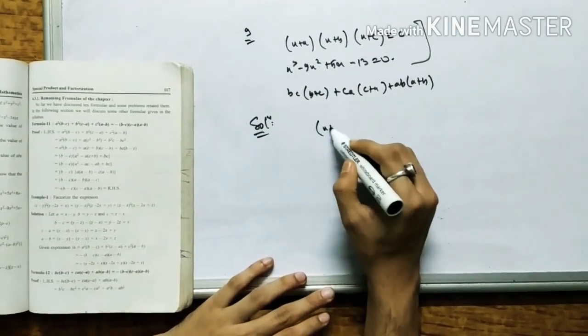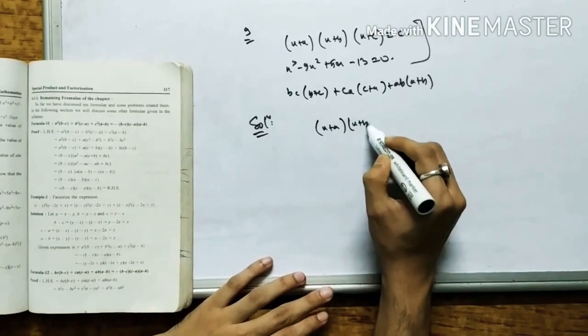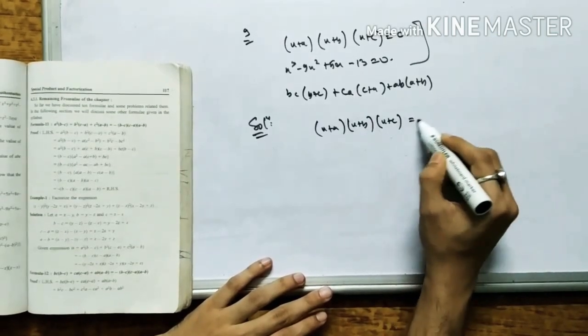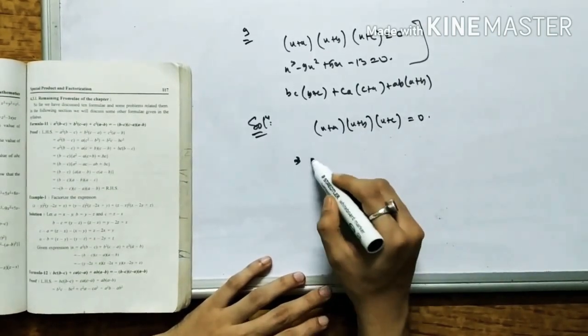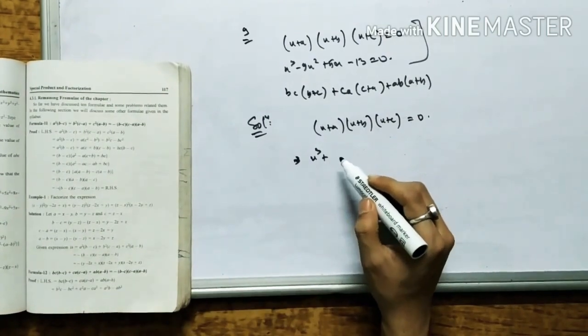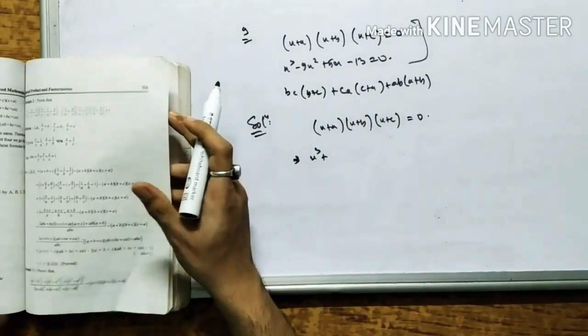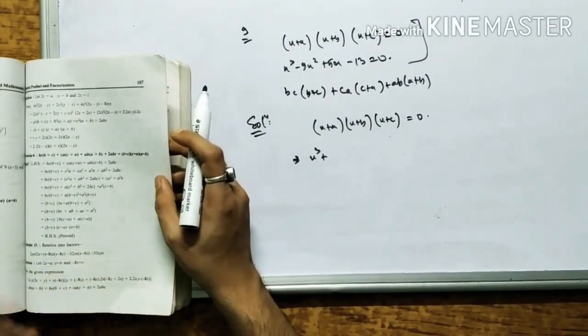This is the first equation: (x + a) into (x + b) into (x + c) equals 0. So this is the formula of x cube plus, as we have just done. Let me show you the formula here.